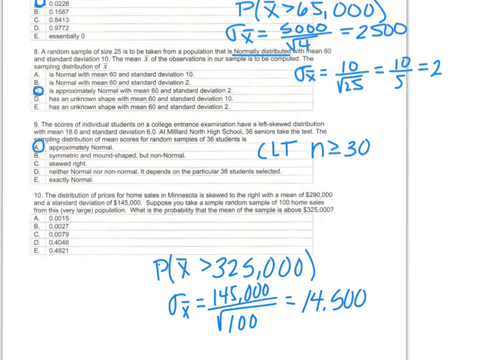Back to my calculator. Normal CDF. I'm plugging in the 325,000, a very large number for the upper bound. My average is 290,000 with a standard deviation of 14,500. And that gives me 0.007894, so we're going to go with C on this one.